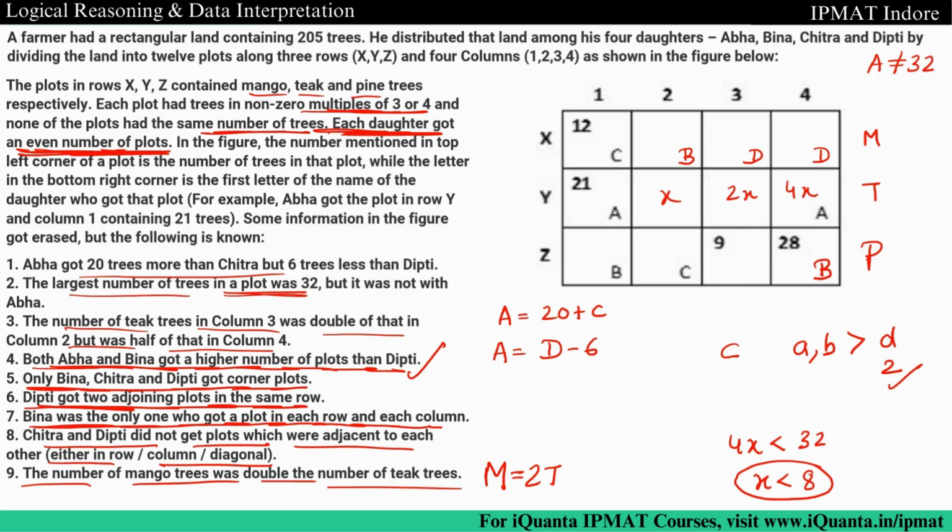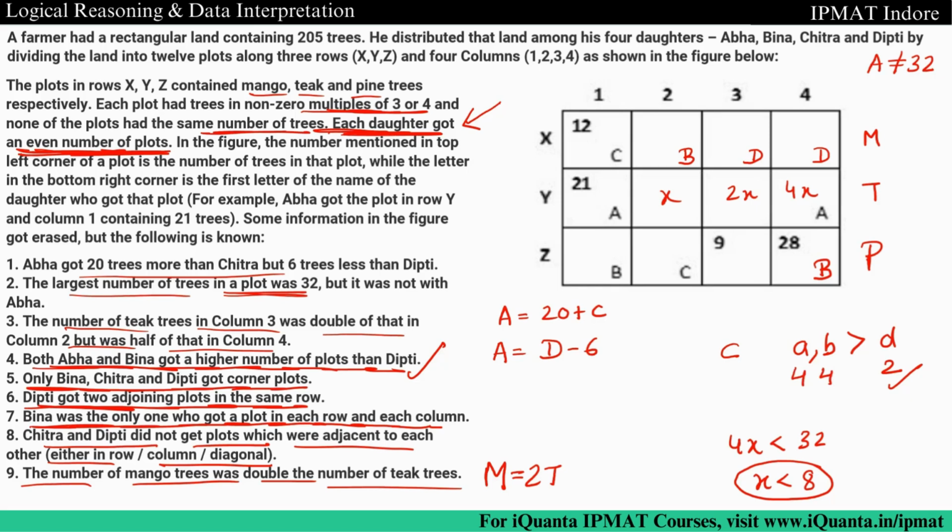Also there was one more condition involved with the number of plots. It was over here in the beginning of the set that each daughter got an even number of plots. So if each daughter got an even number of plots and also Abha, Beena have more than two plots. So what is the next even number after 2? It is 4. So of course Abha and Beena will be given 4 plots, okay?